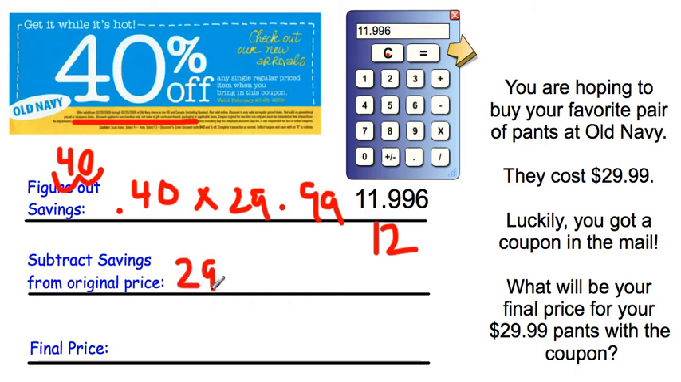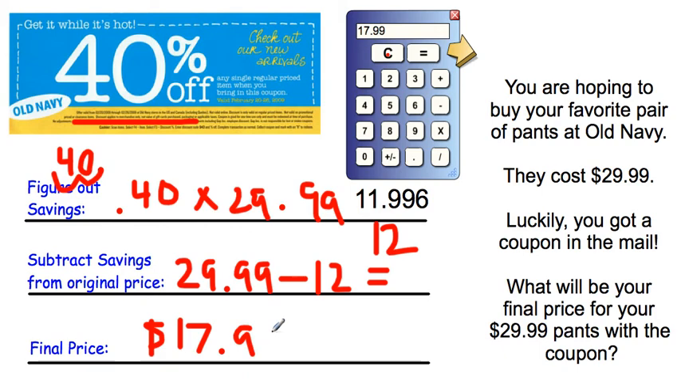So we need to subtract that savings from our $29.99. So we're saving $12. Again, that's not our final price. It's just our savings. So we do $29.99 minus 12, which is going to give us $17.99. So the final price for that pair of pants, after we use our 40% off coupon, is $17.99.